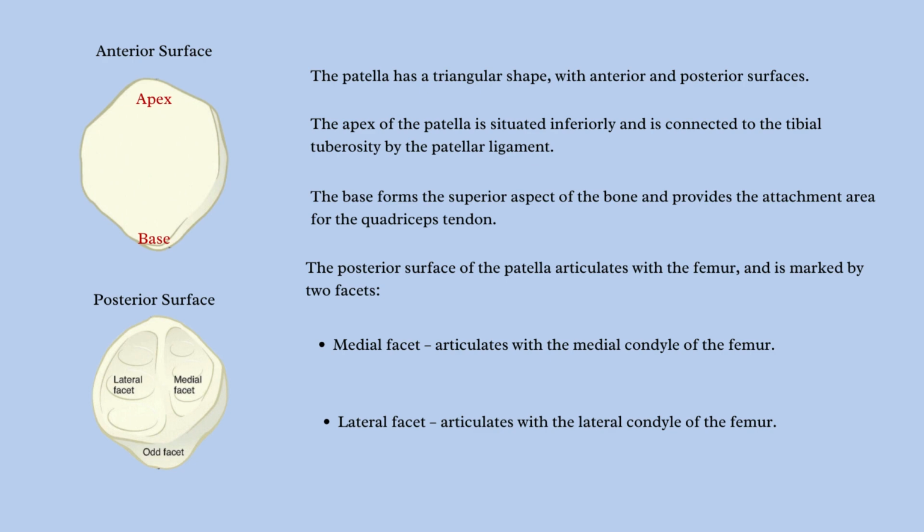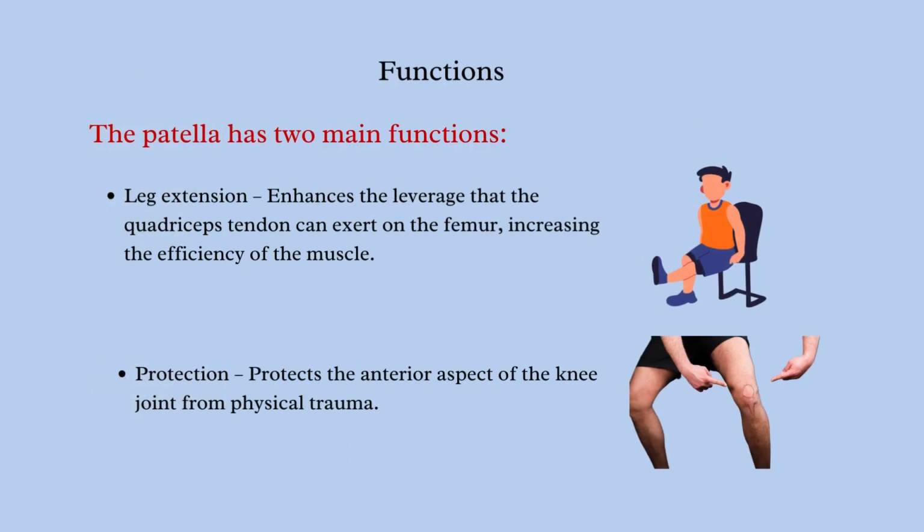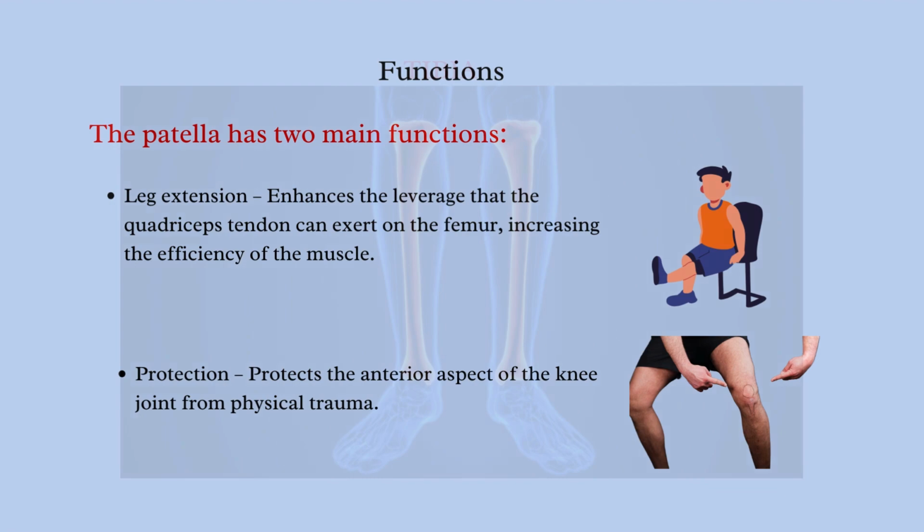The posterior surface of the patella articulates with the femur and is marked by two facets. The medial facet articulates with the medial condyle of the femur. The lateral facet articulates with the lateral condyle of the femur. The patella has two main functions. Leg extension: this enhances the leverage that the quadriceps tendon can exert on the femur, increasing the efficiency of the muscle. Protection: it protects the anterior aspect of the knee joint from physical trauma.